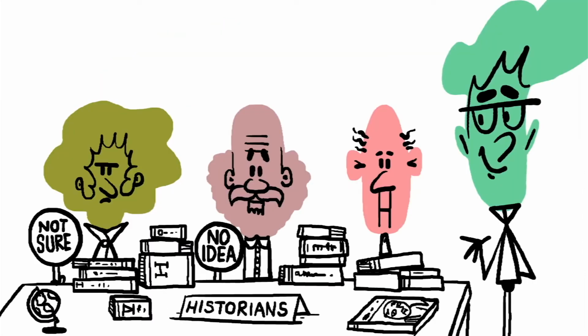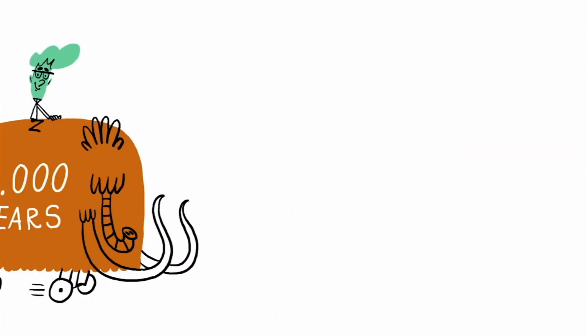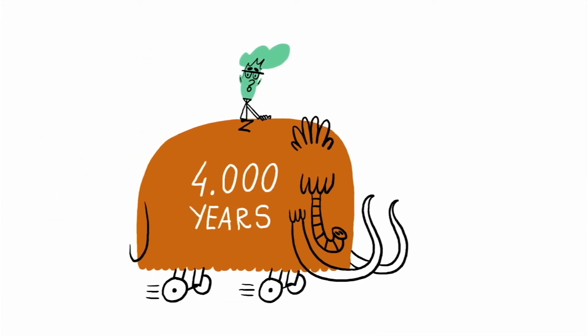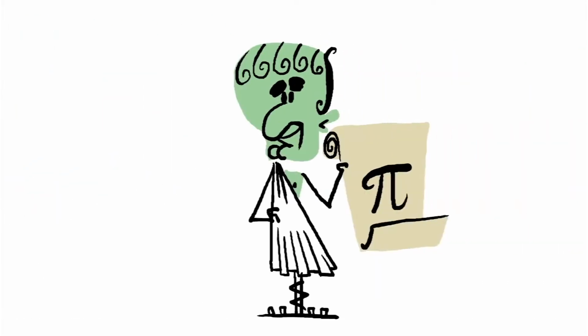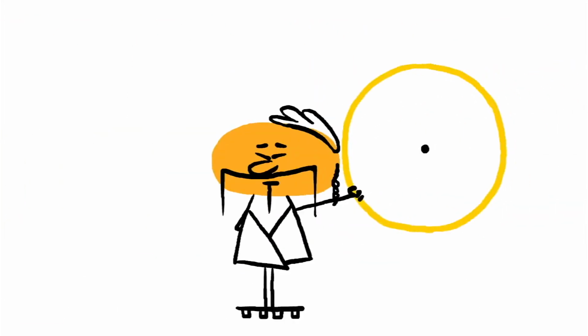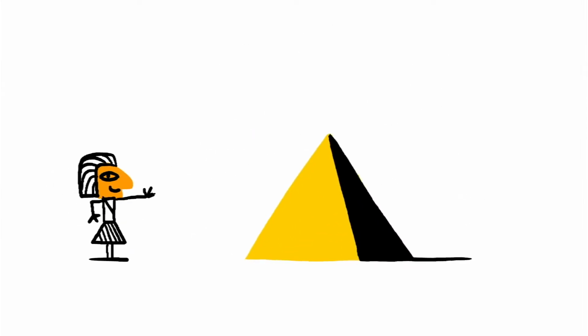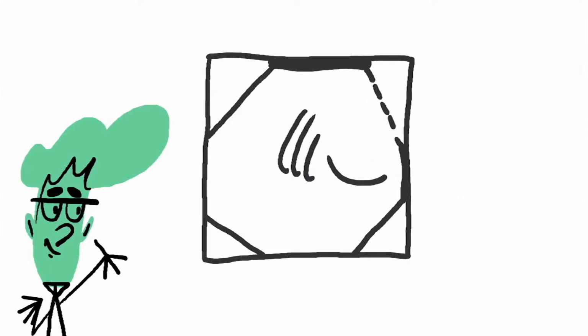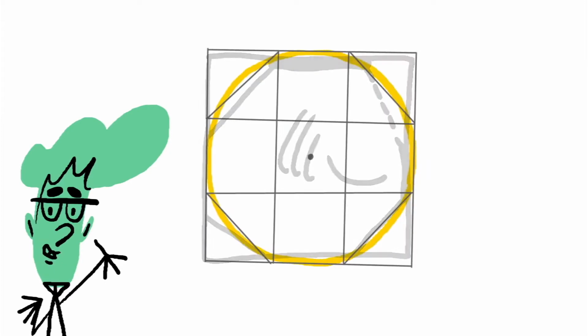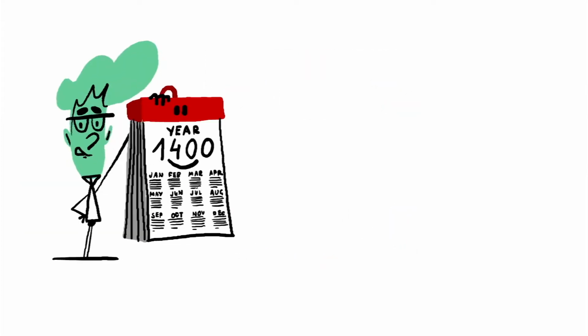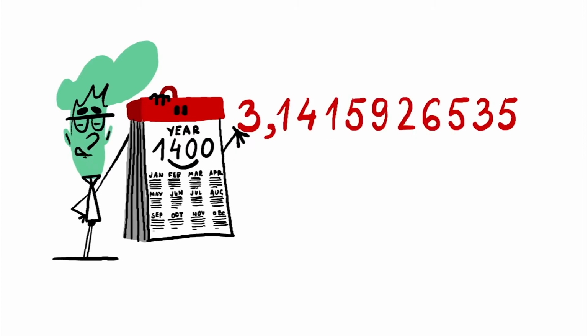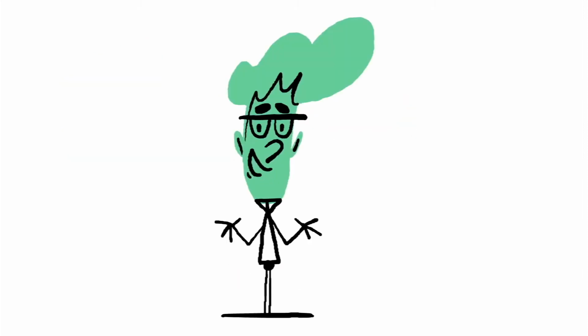Historians aren't sure when or how this number was first discovered, but it's been known in some form for almost 4,000 years. Estimates of it appear in the works of ancient Greek, Babylonian, Chinese, and Indian mathematicians, and it's even believed to have been used in building the Egyptian pyramids. Mathematicians estimated it by inscribing polygons in circles, and by the year 1400, it had been calculated to as far as 10 decimal places. So when did they finally figure out the exact value instead of just estimating?